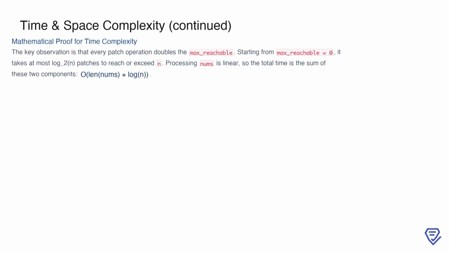The logarithmic dependence on n can also be understood mathematically. Every patch operation doubles the value of max_reachable, starting from an initial value of 0. To reach or exceed the target value n, the number of patch operations required is at most log base 2 of n.